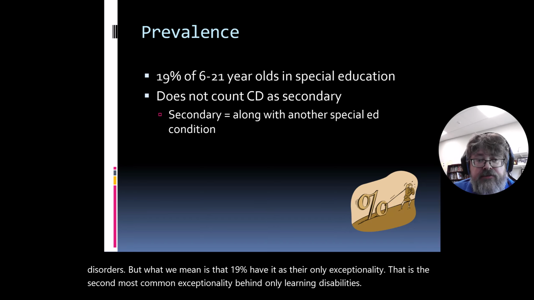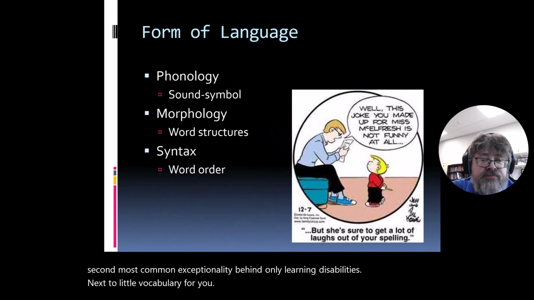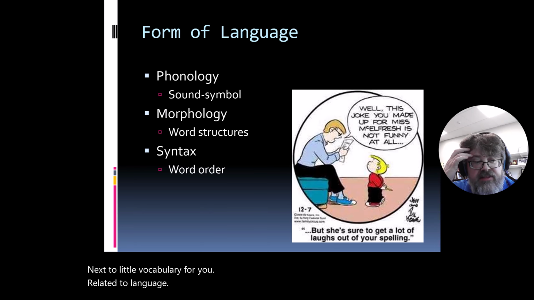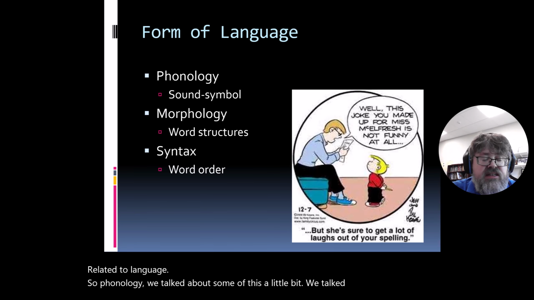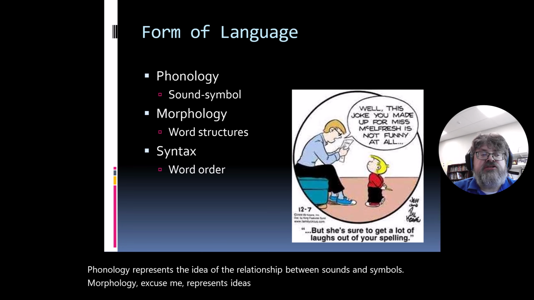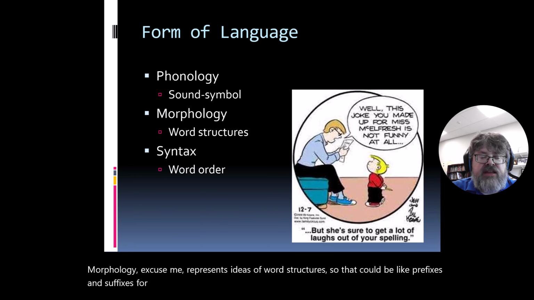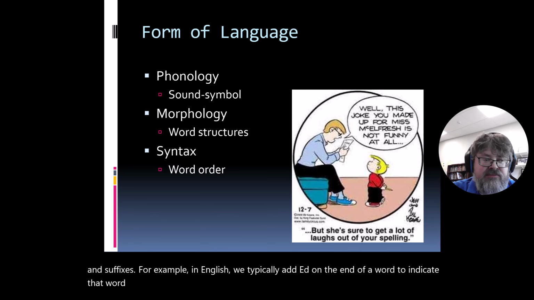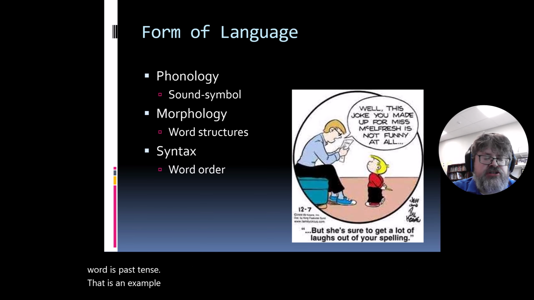Next, a little vocabulary for you related to language. So, phonology, we talked about some of this a little bit when we talked about reading disabilities. Phonology represents the idea of the relationship between sounds and symbols. Morphology represents ideas of word structures. So, that could be like prefixes and suffixes, for example. In English, we typically add ed on the end of a word to indicate that word is past tense. That is an example of a word structure.